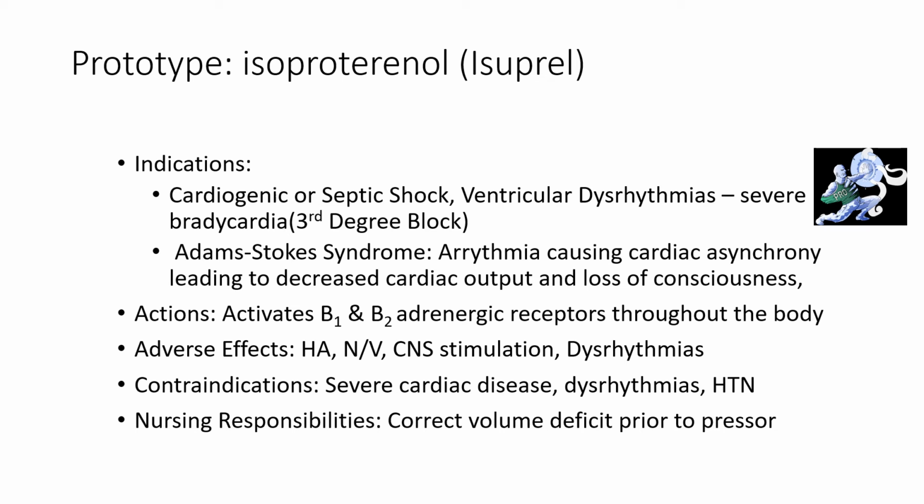So remember, it's a beta-1 and beta-2 agonist. So the beta-1 activity is it's going to make the heart beat harder and faster, which is what you would want if your heart was failing or if it was beating extremely slowly, such as in a third-degree heart block. Okay. Adams-Stokes syndrome, an arrhythmia causing cardiac asynchrony leading to decreased cardiac output and loss of consciousness.